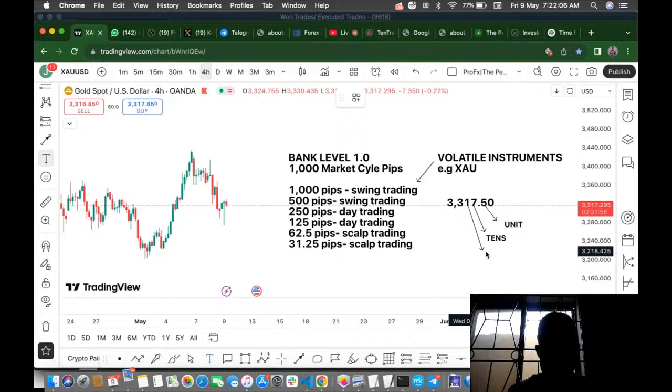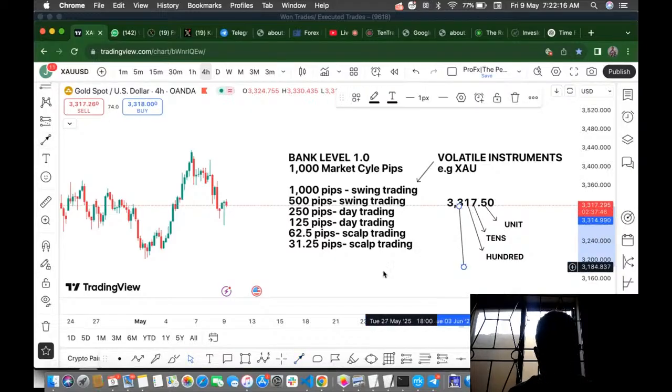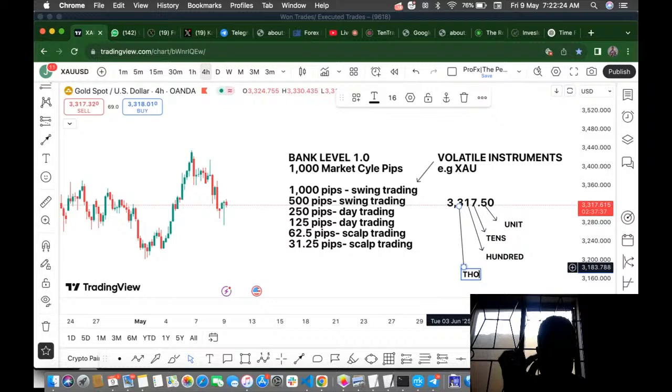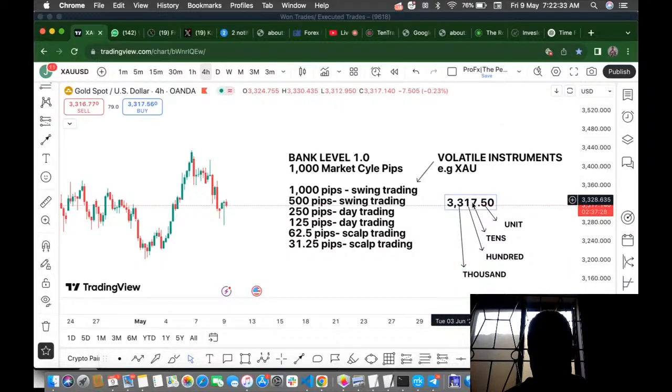Sorry, 100, not 1,000. Then the 3 will be 1,000. So if I want to call this number now in your place value, what do you call this? 3,175. Is that clear now? From the 7, that is 75. From the 1, it is 100 and 75. Is this clear?